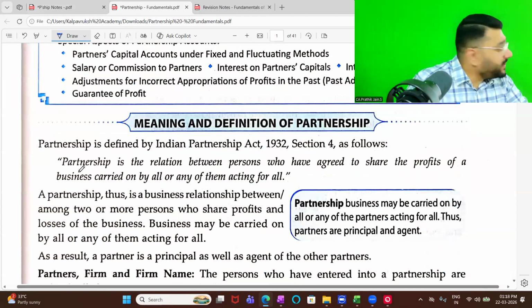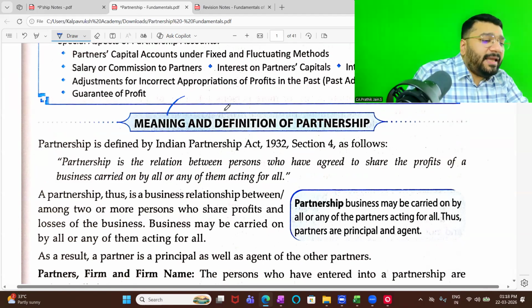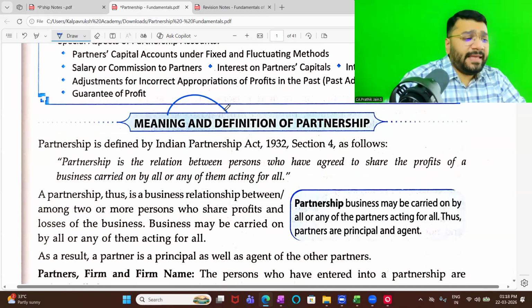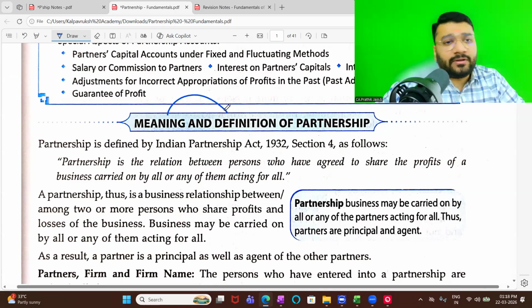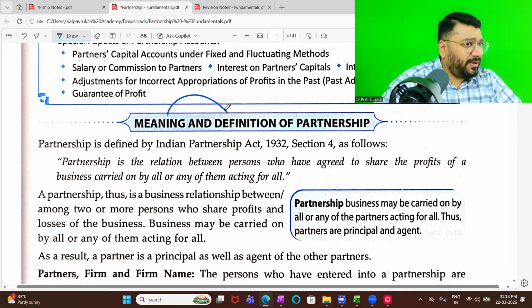Now, T.S. Grewal, first chapter, first page. They say meaning and definition of partnership. I want to know from all of you, is meaning and definition both same or different? Is meaning and definition both same or different? Different. Are you kidding me? Same. No? Different? What is the difference?